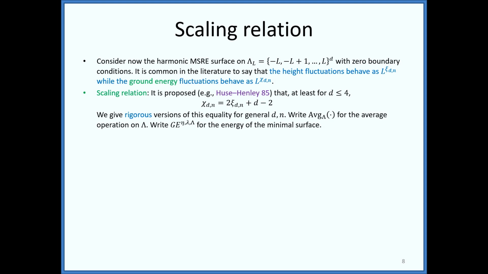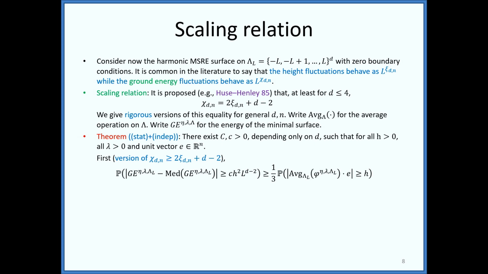Are there any sub-power corrections to this? And what exactly does it mean? So we give rigorous versions of this. Here are the versions that we're able to prove. So this is a version of the direction chi greater or equal to 2 xi plus d minus 2, and it is as follows. You look at the ground energy, the energy of the minimal surface, and ask for its deviation from its median. The chance that it deviates by h squared L to the d minus 2 is at least the chance that the height fluctuations of the surface are at least h.